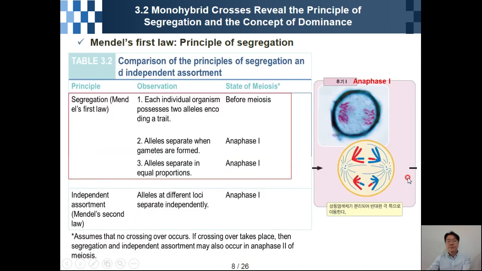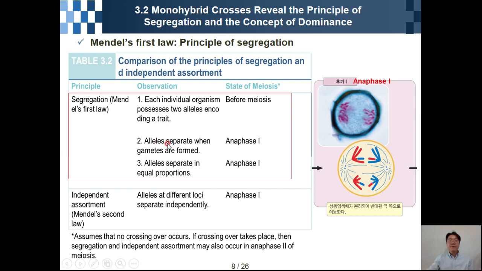Okay, so this is Mendel's first law, the principle of segregation. So what is the principle of segregation? So the first one is each individual organism possesses two alleles encoding a trait. For example, seed shape, large R or small r.